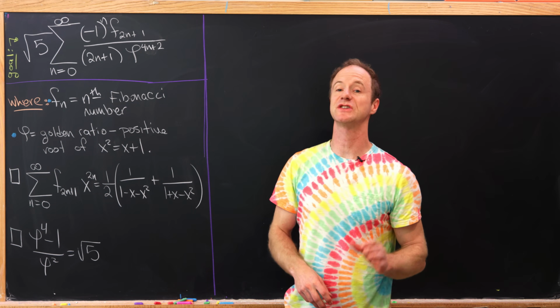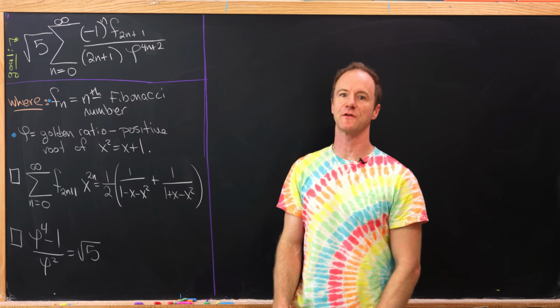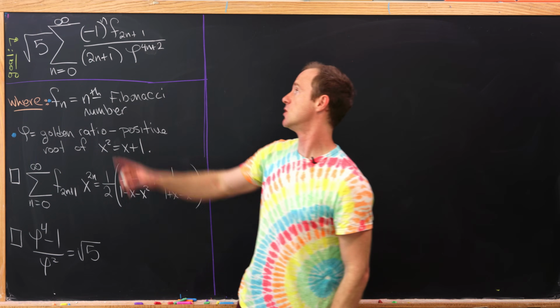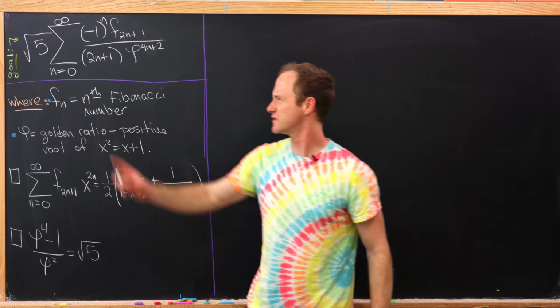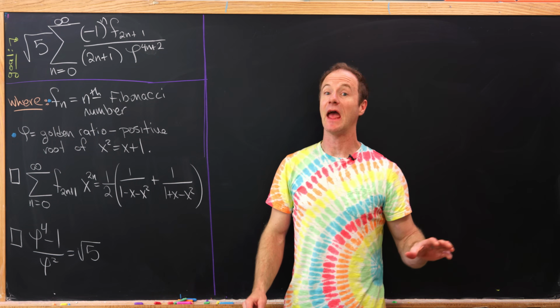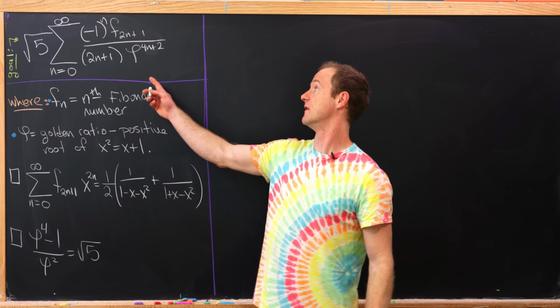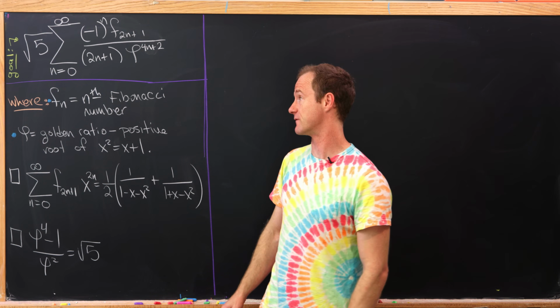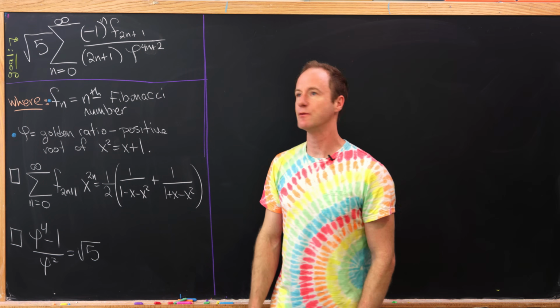Here we're going to look at a really interesting infinite sum that's got all of your favorite numbers involved. So we've got the golden ratio phi, we've got Fibonacci numbers, we also have the square root of 5, and our solution, or the value that we'll find for this sum, also involves probably one of your favorite constants. So let's see what we've got.